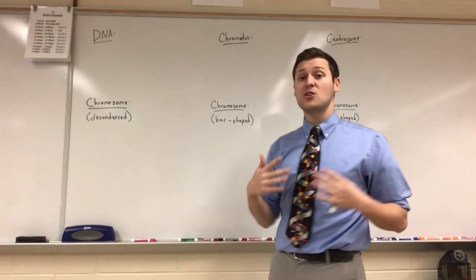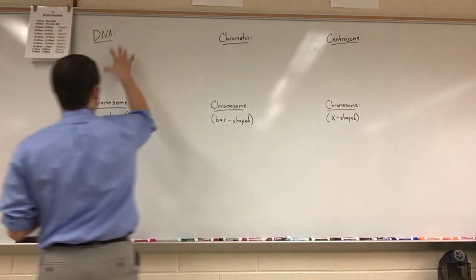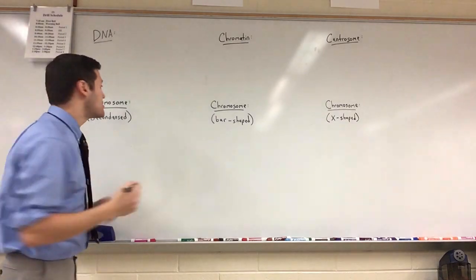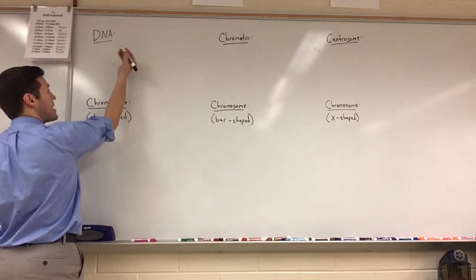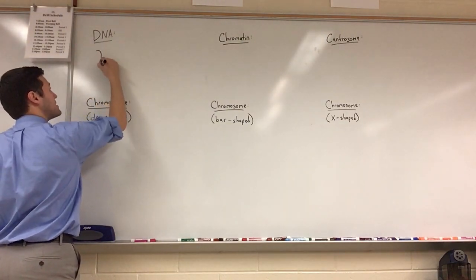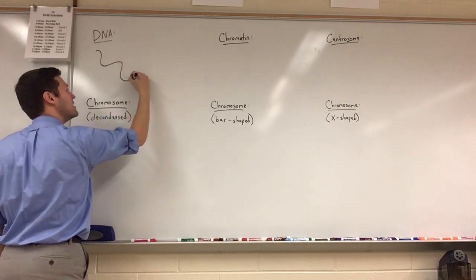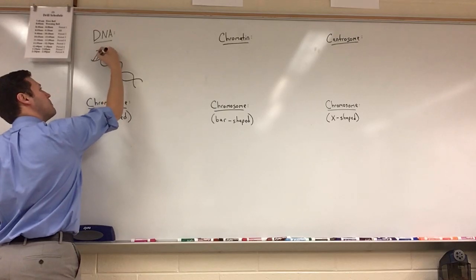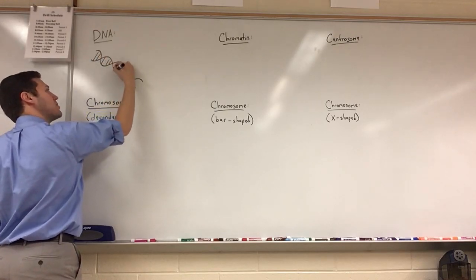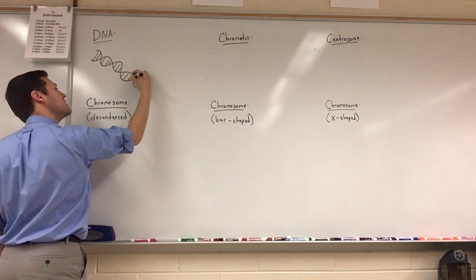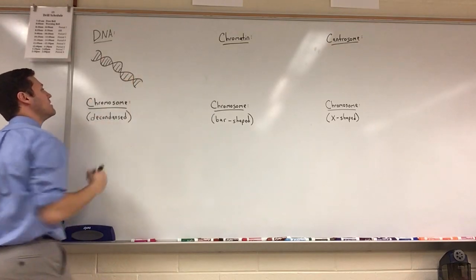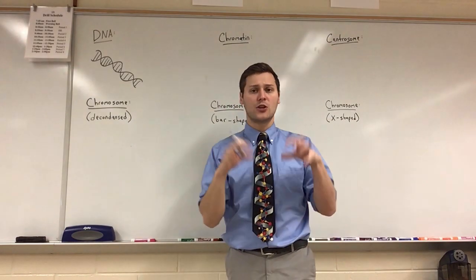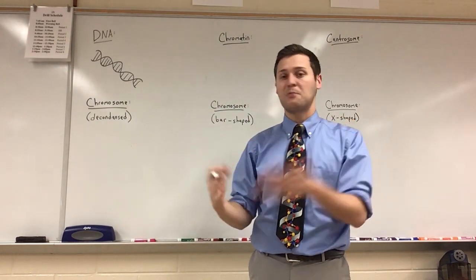So let's first start off with the term in the upper left-hand corner of the board. This term is DNA. So DNA is our genetic information. It has this sort of double helix structure. Some might refer to it as a twisted ladder-like shape. So that's DNA. For this particular unit, we're not going to go in depth with DNA.